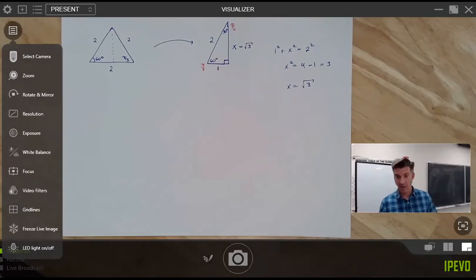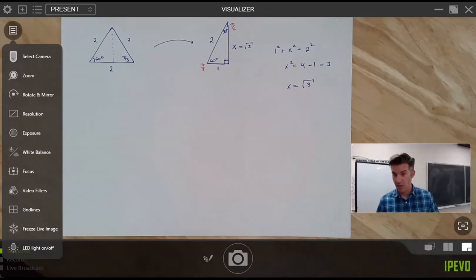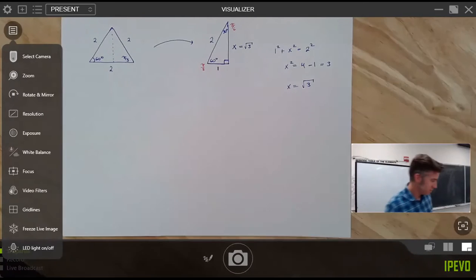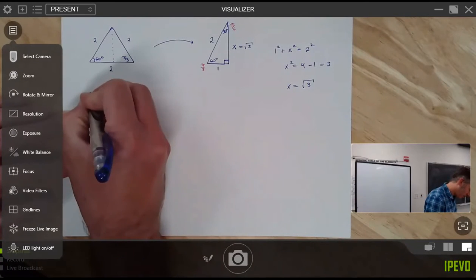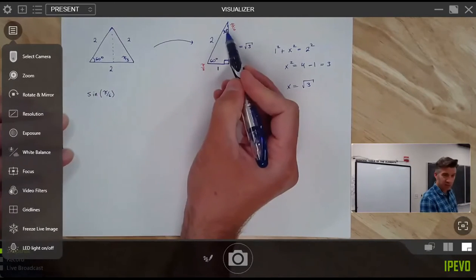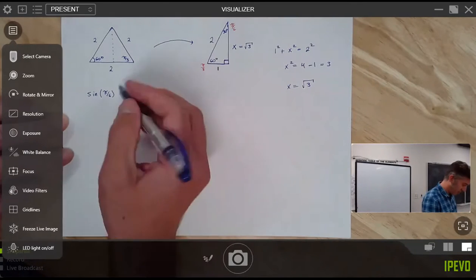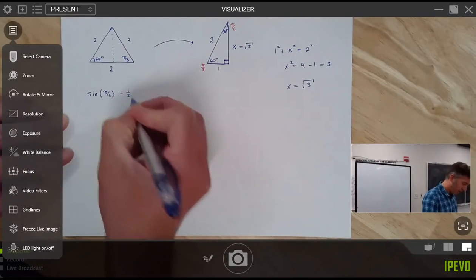So now we have the 3 sides of a right triangle, and we can find sine, cosine, tangent, etc., of whichever angle we want. So let's do 30 degrees first, or pi over 6 radians. So I'm going to find sine of pi over 6. Let's see. So there's pi over 6, and sine is the opposite over the hypotenuse. So that's going to be 1/2.